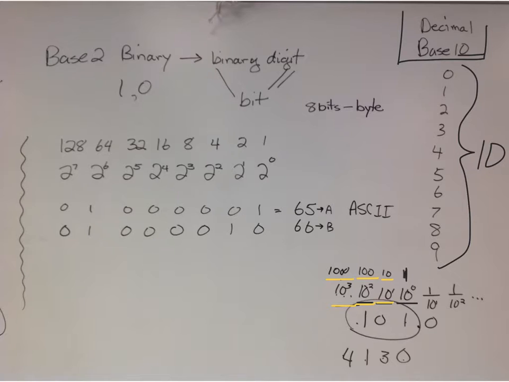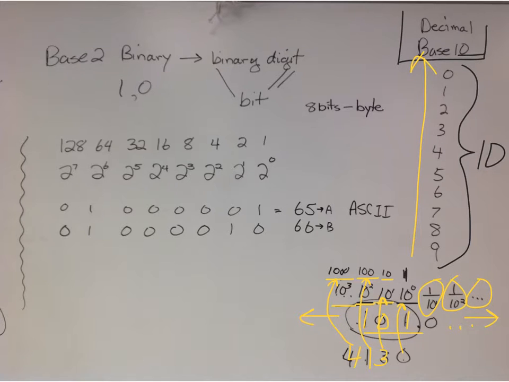So here we have 4,130. Right? We have 4 groups of 1,000, 1 group of 100, 3 groups of 10, and 0 groups of 1. Here, I don't know why I used all ones. We have 1 group of 100, 0 groups of 10s, 1 group of 1s, so 101. Going smaller, decimal, 1/10th, 1/100th, 1/1,000th. So we can go infinitely small, we can go infinitely big using this number system.